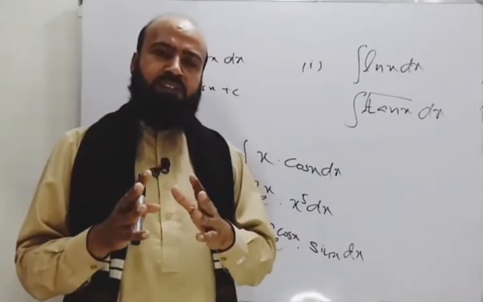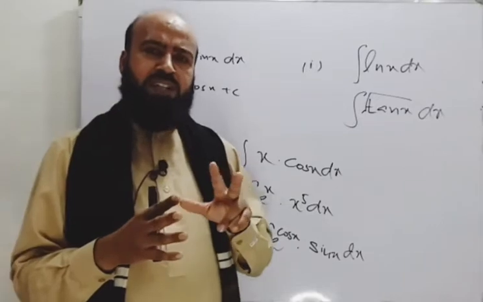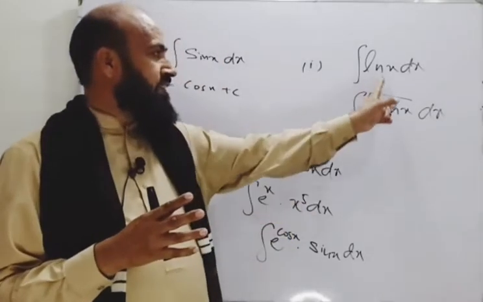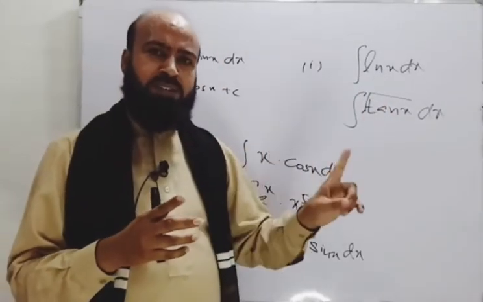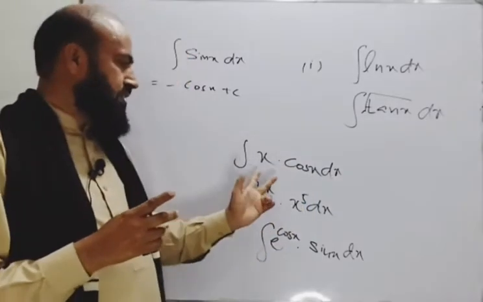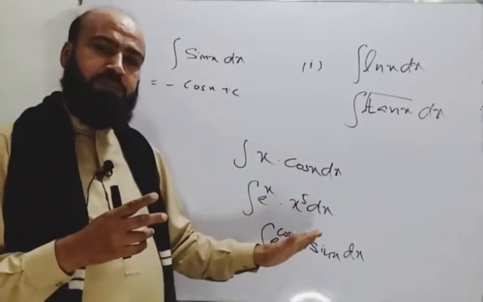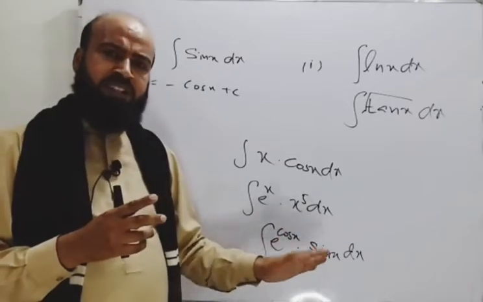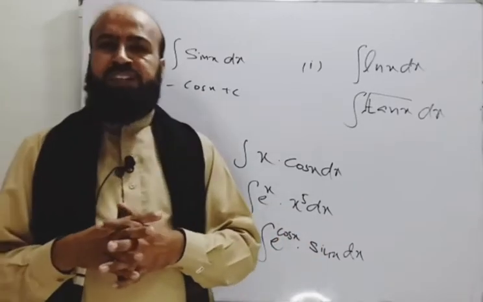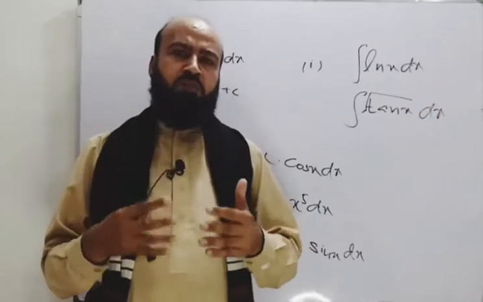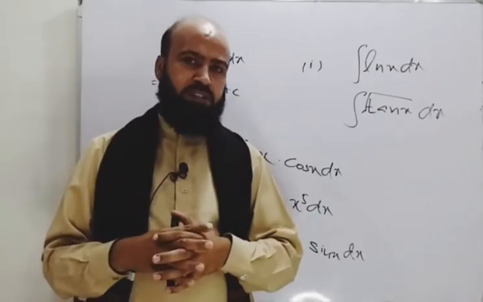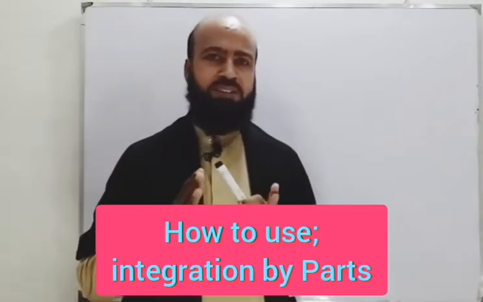Now, the very important things which I have told you: first, when you don't have direct integration available, you will have to go for by parts. And secondly, when two functions are being multiplied, whether these are algebraic and trigonometric, exponential and algebraic, or exponential and trigonometric, you will have to go for integration by parts. Now we see how we have to use this integration by parts. We move ahead and see how we have to apply this technique.